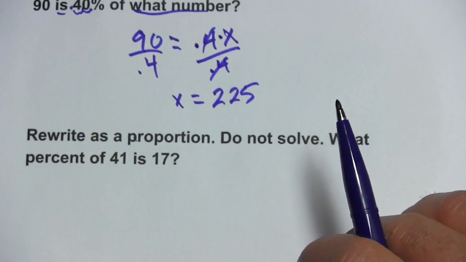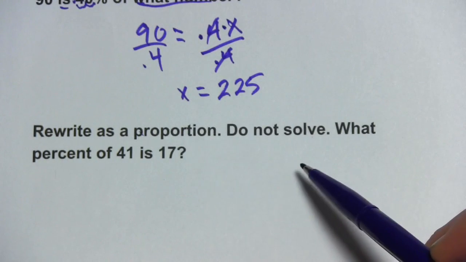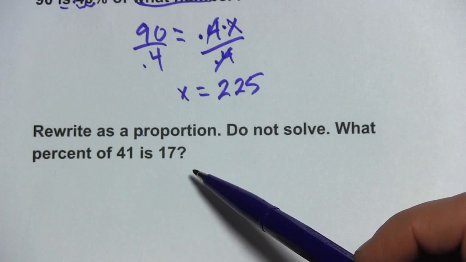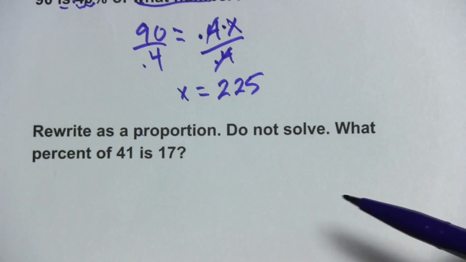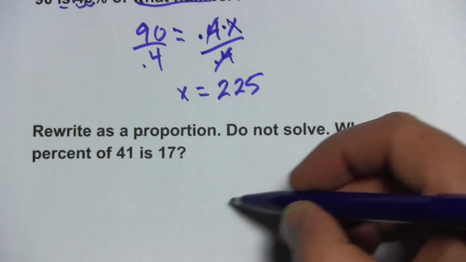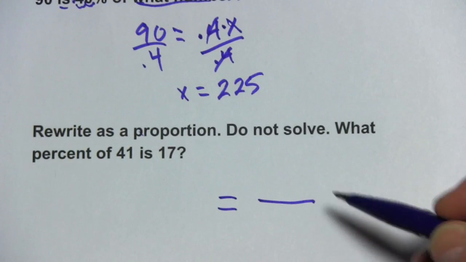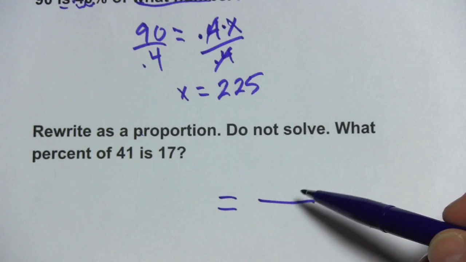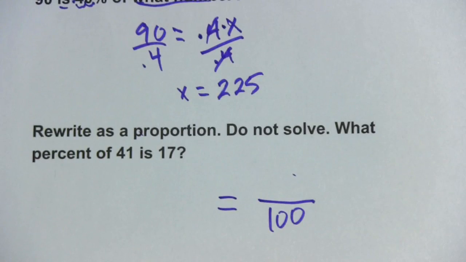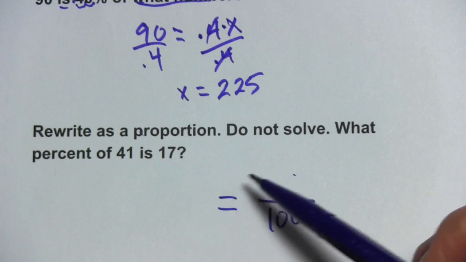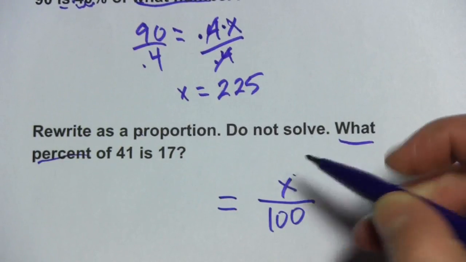All right, and there's one final type of problem in this objective. It says, rewrite as a proportion, do not solve, what percent of 41 is 17. So when you're writing a proportion, that's two ratios, two fractions set equal to each other. What we're going to have on one side is the percent ratio. And percent is always something out of 100. 50% is 50 out of 100. 2% is 2 out of 100. So 100 always goes on the bottom. In this case, we don't know what the top is because they're asking what percent. So that's where the x goes.